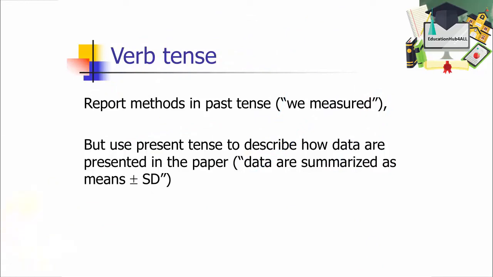But you're going to use the present tense to describe how the data are presented in the paper, because when the reader reads the paper, the data are still presented in that way. So you would say "the data are summarized as"; notice the passive voice there, that's in the present tense because the data are still summarized that way when the reader is reading the paper.